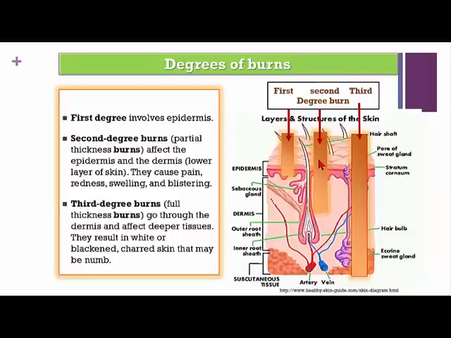In second degree burn, it affects the lower layer of skin and causes pain, redness, swelling and blistering. It involves the sebaceous glands, sweat glands, hair follicles, nerve endings, etc. In third degree burn or full thickness burn, we can see that it goes into the depth. So it will involve the subcutaneous tissue. It destroys everything. It goes through the dermis and affects the deeper tissues, which results in white, black or charred skin. It may get numb because our nerve endings are destroyed. Subcutaneous fat and muscles are also involved in this.